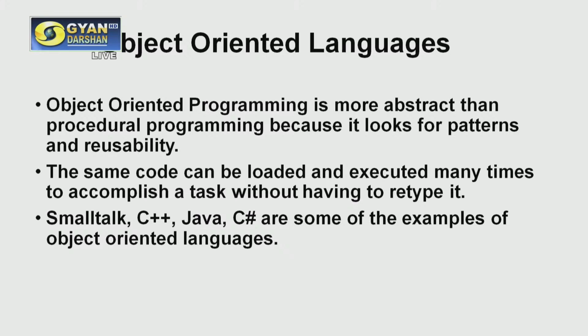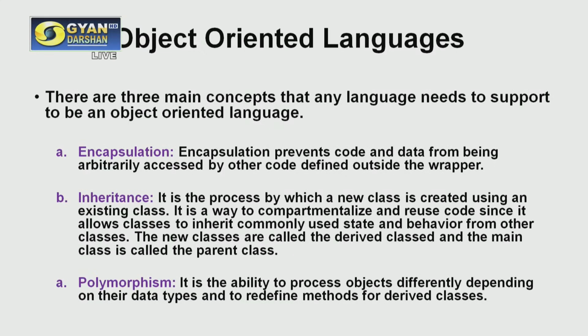But so far as the object-oriented languages are concerned, you can reuse the components in a very effective manner by using the concept of classes and objects, and using the features of inheritance, polymorphism, and many more things. So C++, C#, and Java are all examples of object-oriented languages.